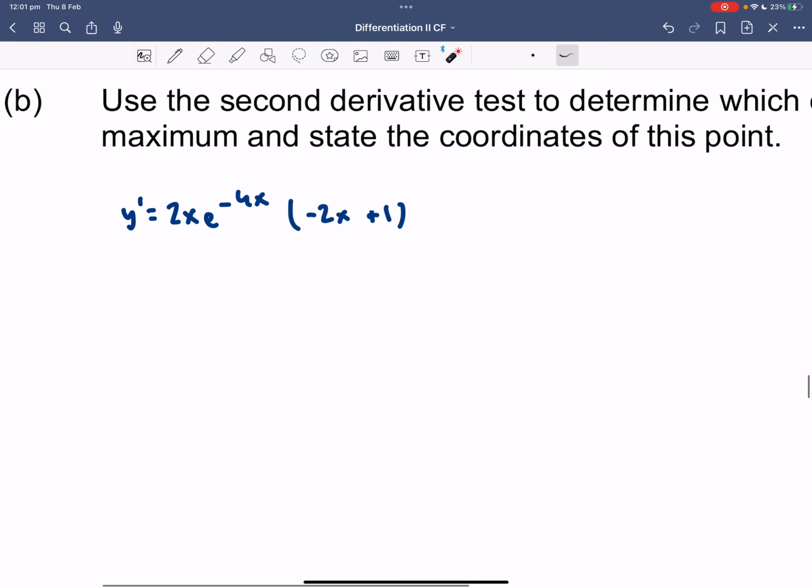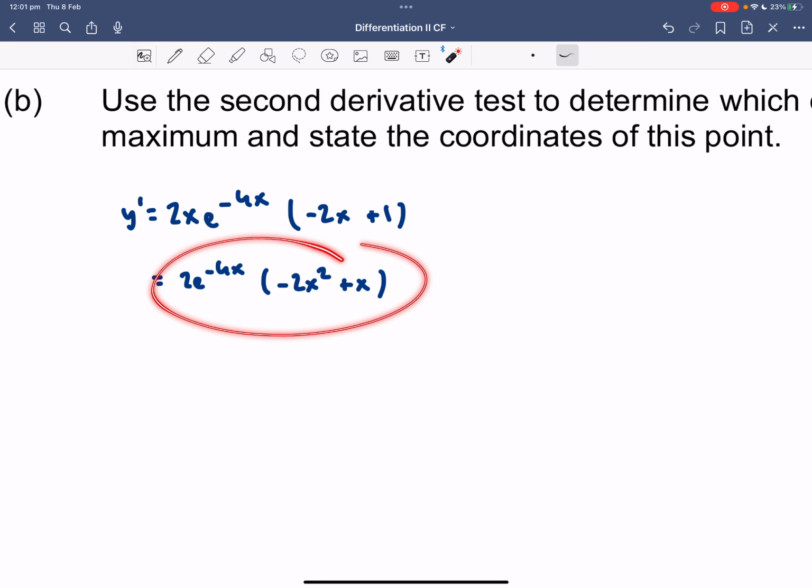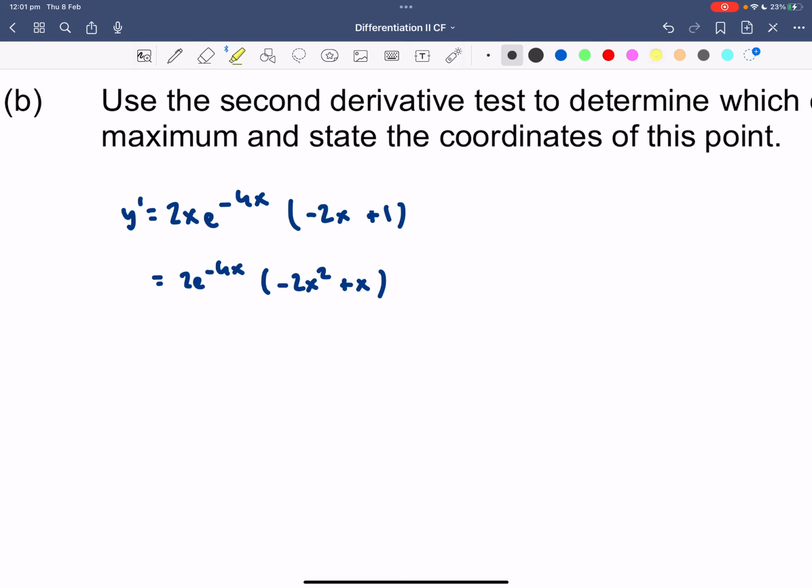However, guys, this is like 3 terms. 1, 2, 3 terms. I don't want to do triple product rule. I don't even know how that exists. So what I'm going to do is leave the 2 at the front, but I'm going to bring the x back in. So if I bring the x back in, it's minus 2x squared plus x, and that makes it so much easier, okay? Because now it's one function times by another function, and when it's one function times by another function, we can just straight away use our normal product rule.